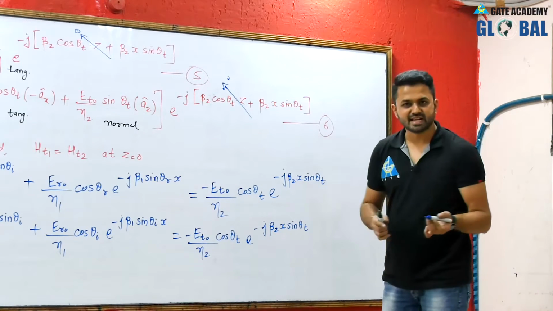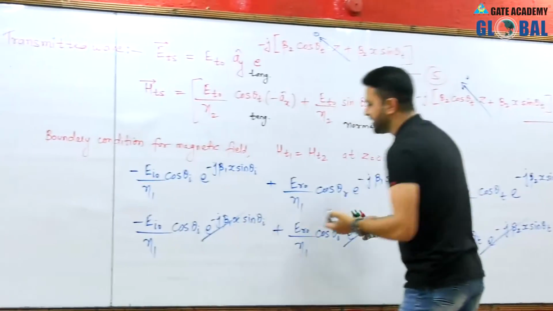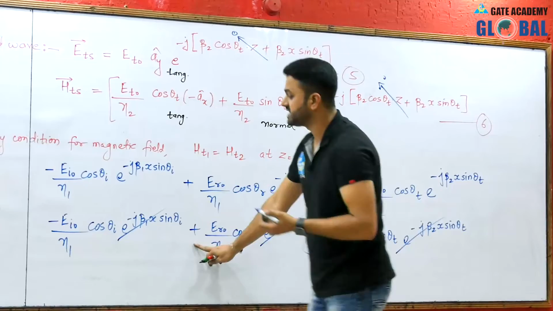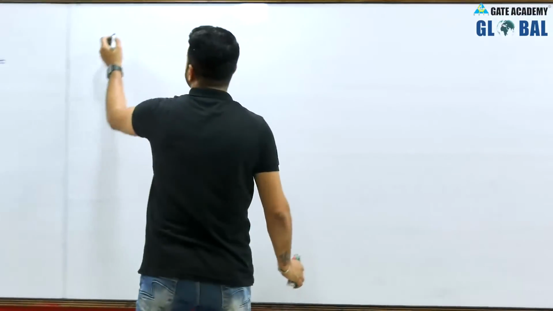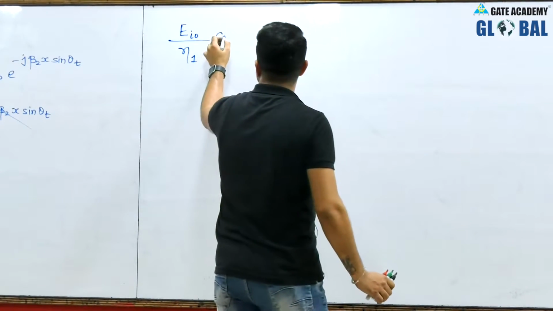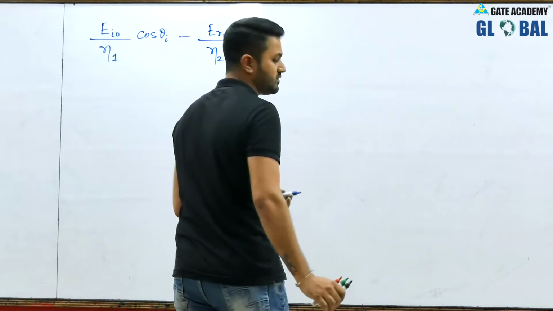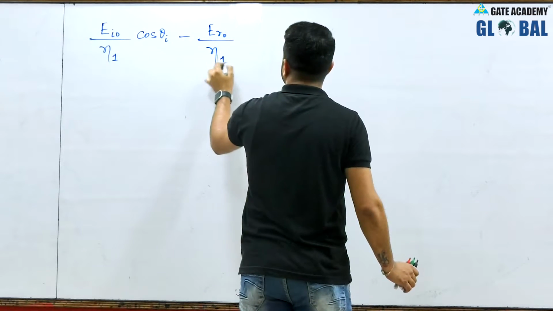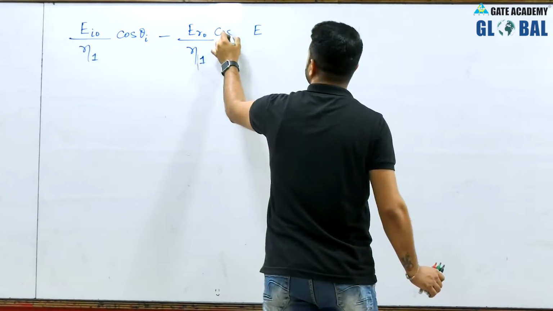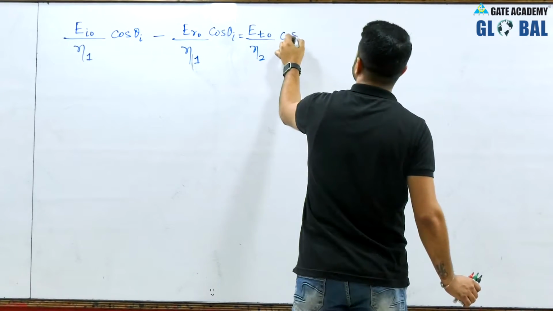And when you apply beta 1 sin theta I is equal to beta 2 sin theta t, this exponential term will vanish, and also taking the minus sign common, then this minus sign will be cancelled and this will be the minus sign in between these two. So we are having Ei0 divided by eta 1 cos theta I, and I have taken the minus sign common, so this is Er0 divided by eta 1 cos theta I again, and it is equal to Et0 divided by eta 2 cos theta t.